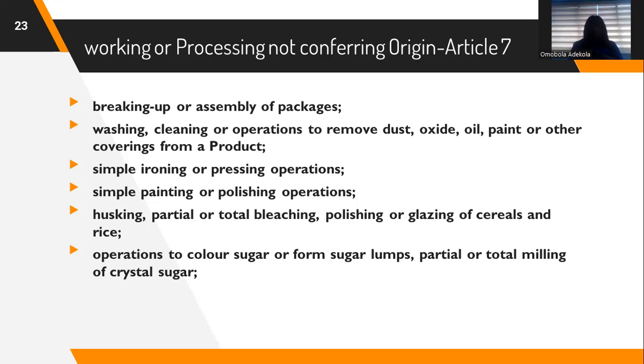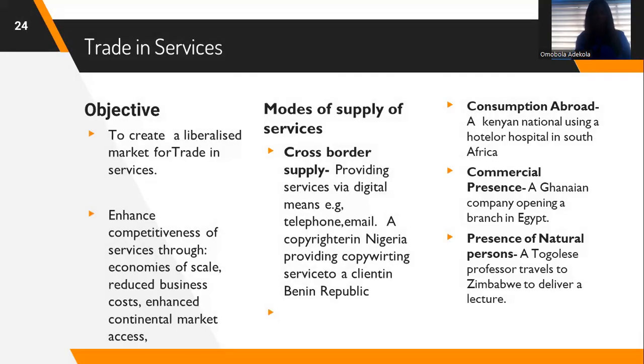So I've basically just brought out some of what the agreement states and the annexes to the agreement. So I just took out some of it. There are also other working or processing operations, but these are just the ones that I picked out for me to discuss. So now we've gone through trading goods.